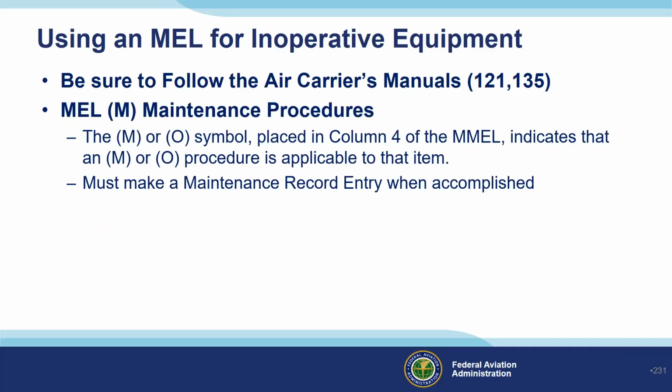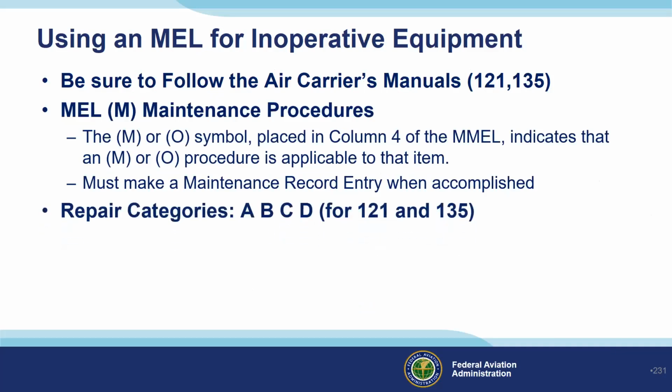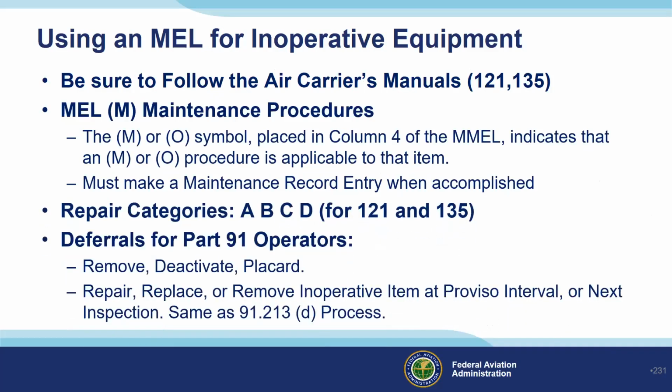Now, let's say you're using an MEL for inoperative equipment. Let's say they do have an MEL and a letter of authorization. And they'll also have op specs. Be sure to follow the air carrier's manuals. If there's a maintenance procedure, the M or O symbol, the M is a maintenance procedure. Make sure you make a maintenance entry for the M procedure when you accomplish it.